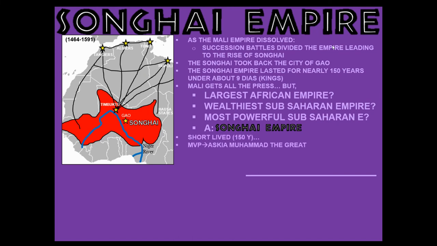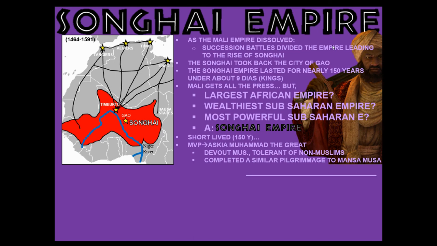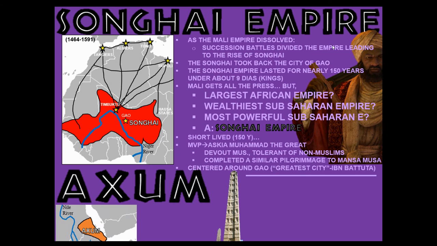It was a short-lived empire, but the real MVP, the real powerful Dia or king, was Askia Muhammad the Great. He was a devout Muslim, but he was tolerant of non-Muslims, very similar to what we saw in Mali. He completed a similar pilgrimage as Mansa Musa did. He created a major center around Gao. He kind of made that the capital. It was the greatest city according to the ancient Muslim traveler Ibn Battuta, and that's really going to become one of the major influences as well.